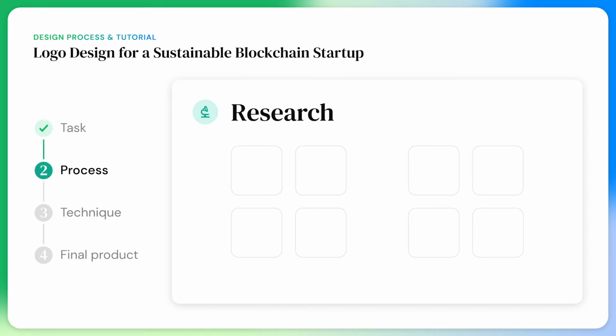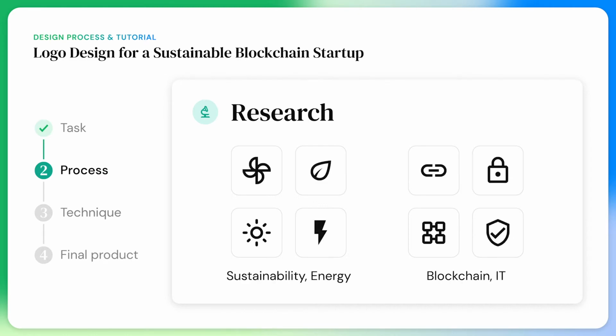First, I started my design process by learning more about the field and researching the logos and branding of other similar companies. Then, I explored which symbols and icons were used to symbolize the terms fitting the company, such as sustainability, clean energy, IT, and blockchain technology. Using the symbols I found, I sketched some of the ideas, trying to join two or more symbols together to create a unique logo concept.